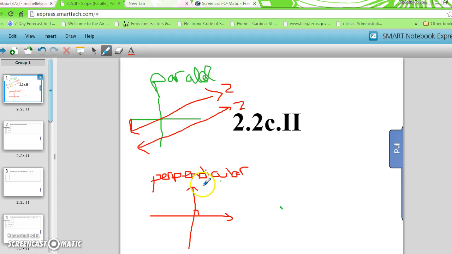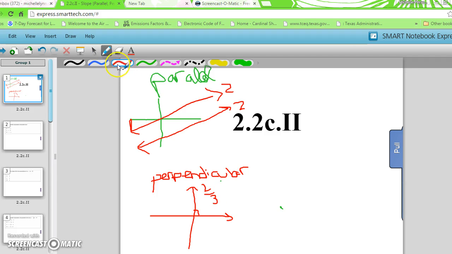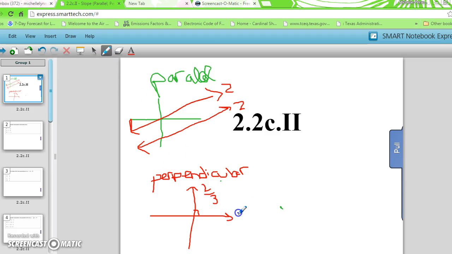If the slope of this one is 2 over 3, then the slope of the one that it's perpendicular to, we're going to flip it over. So instead of 2 over 3, it's going to be 3 over 2. And it was positive, now it's negative. Flip it, change the sign. Flip it, change the sign.